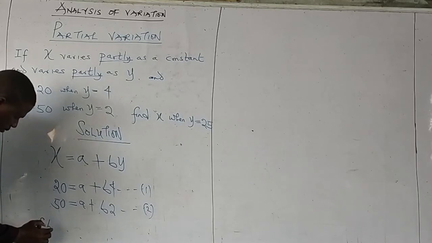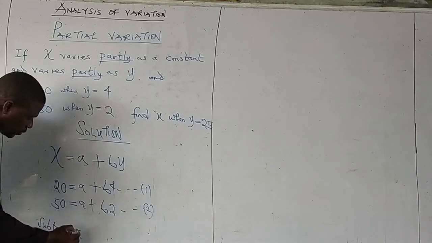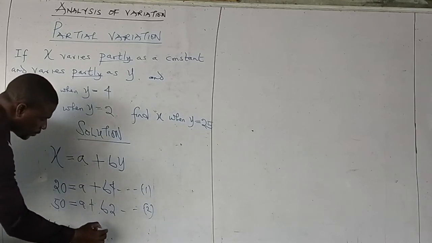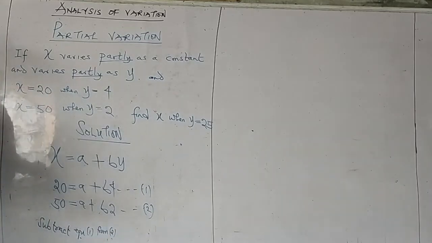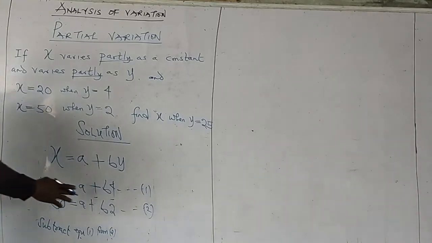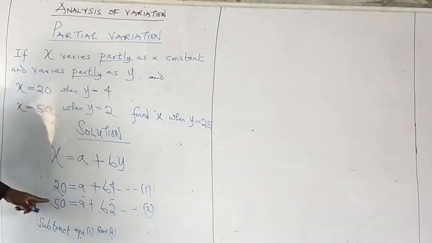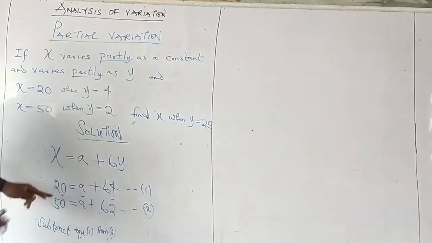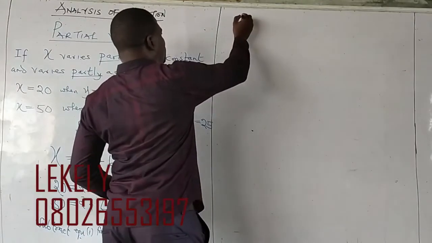Are you with me? Subtract equation 1 from 2. Even if you do 2 from 1, you still get the same answer. So if I subtract, if you subtract 1 from 2, I'll get the same answer as if I subtract 2 from 1. But you get minus 30. Let me do it so that you see. 20 minus 50, what's that? Minus 30.